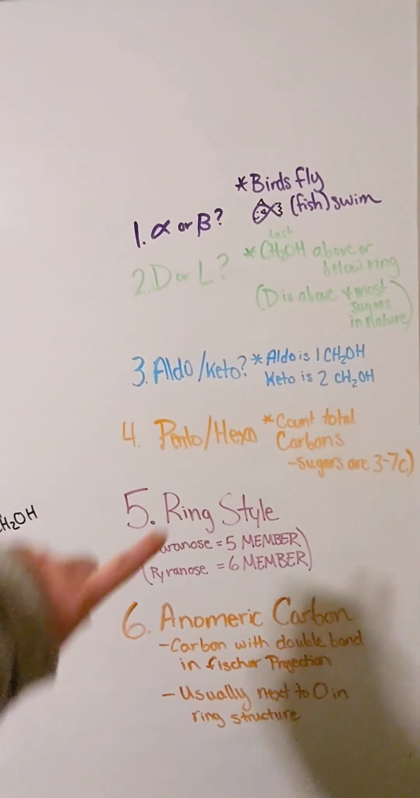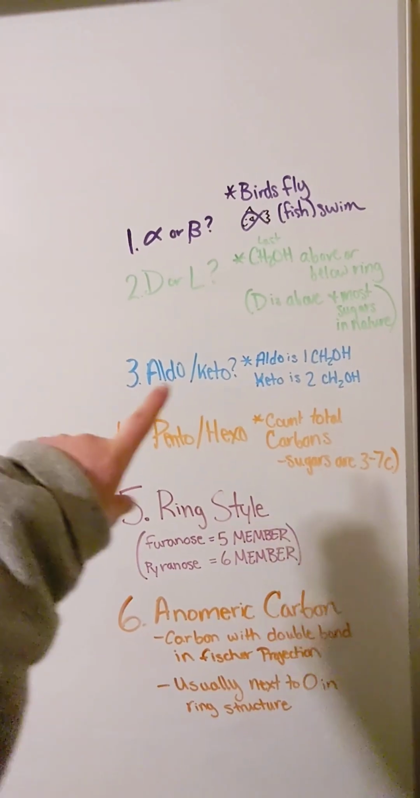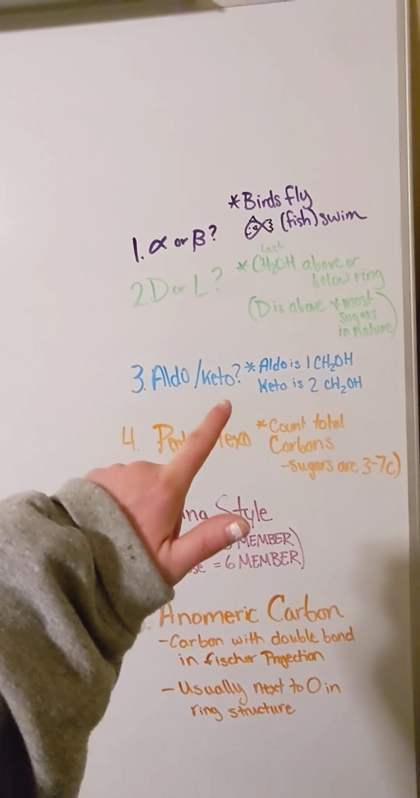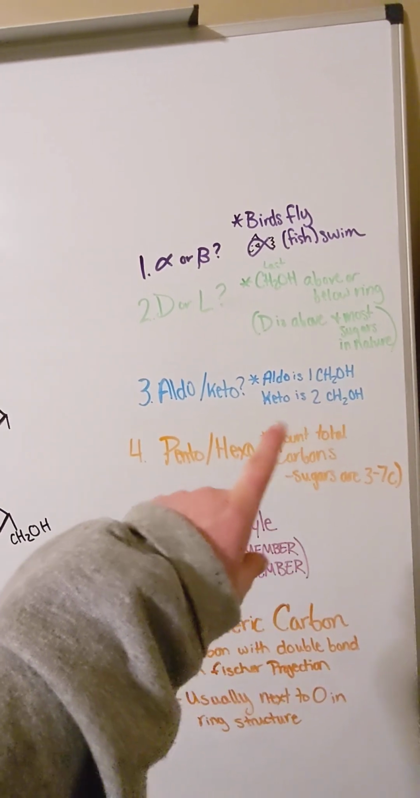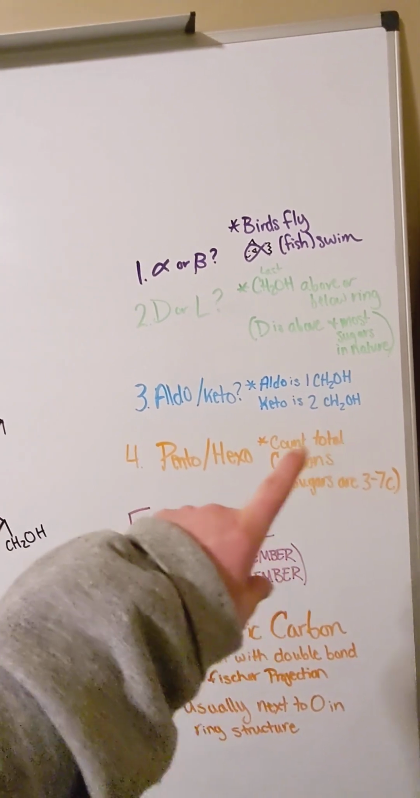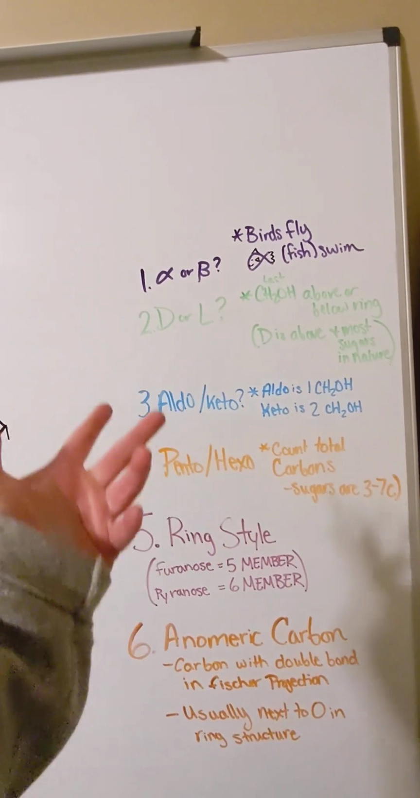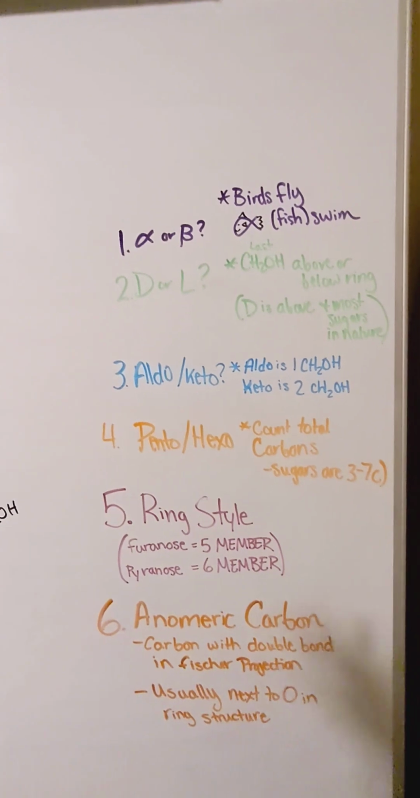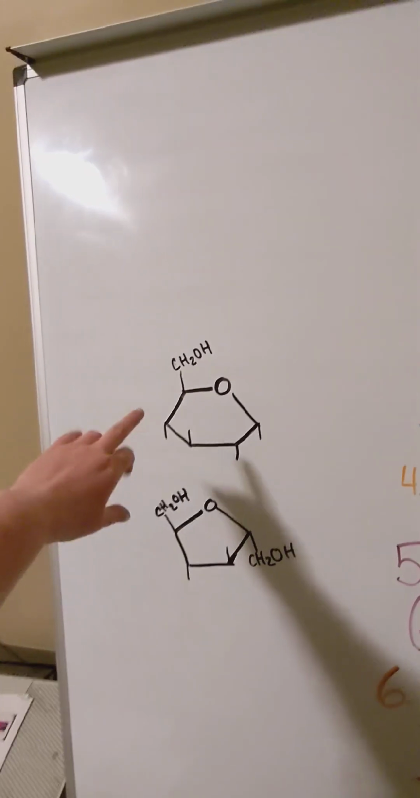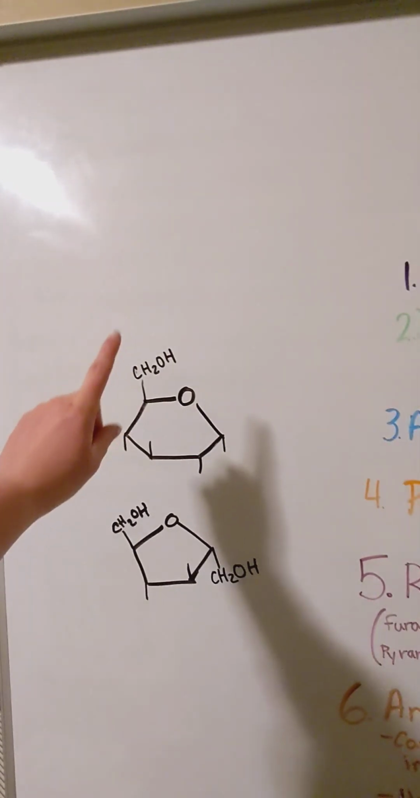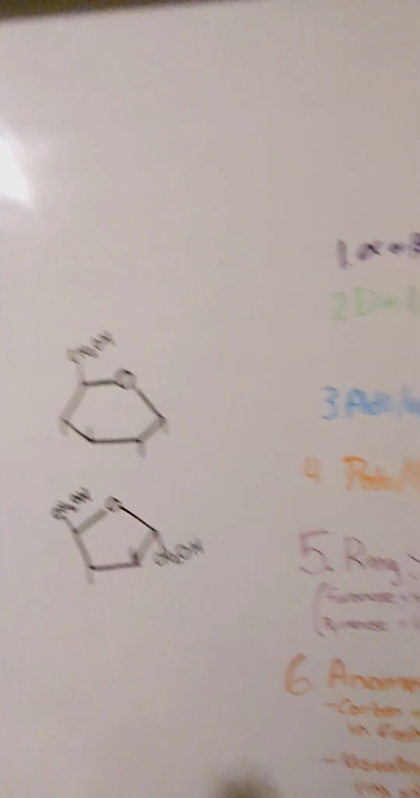The next question is: is it aldo or keto? Aldo is, in the ring structure, is there one CH2OH group? Keto is if it's two. You're not going to see three, that would be a fake sugar, in her words anyway. Over here we have one CH2OH group, so it's aldo.